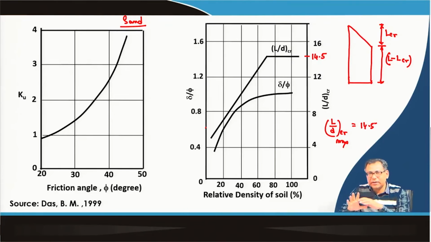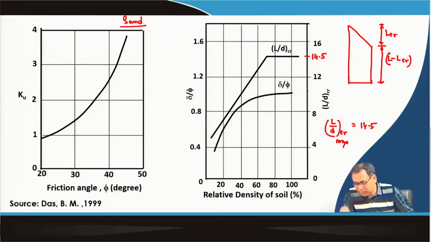for loose sand we took a critical length by D ratio of 15 and for dense sand we took 20. But here for dense sand it is 14.5, and for loose sand it is around 10 or something. So, it varies from 10 to 15, slightly less compared to the pile under compressive load.